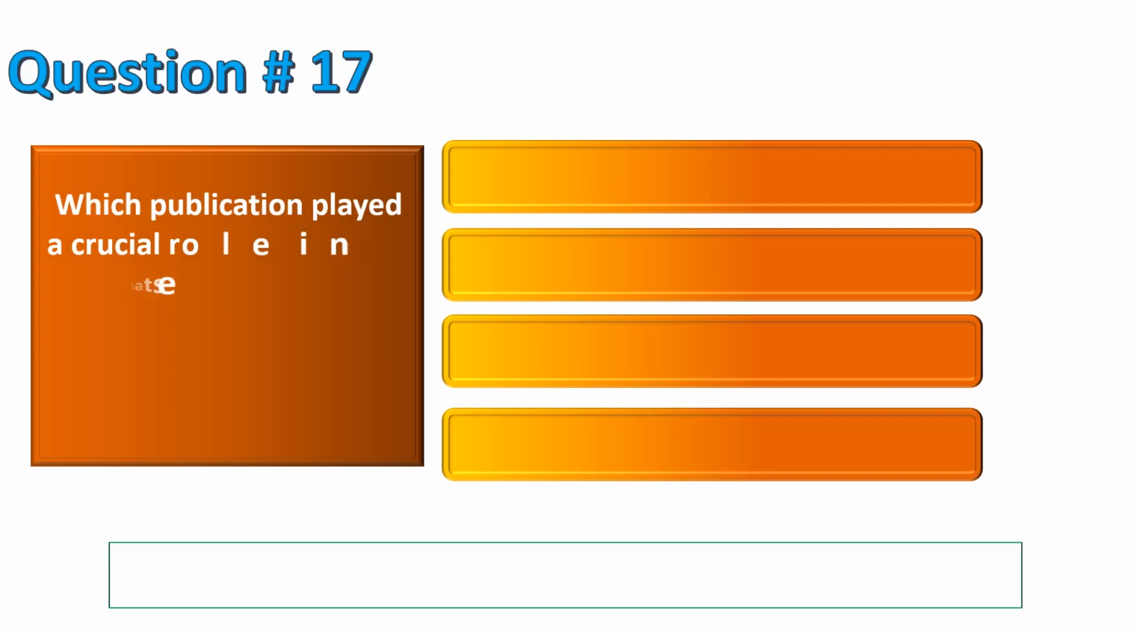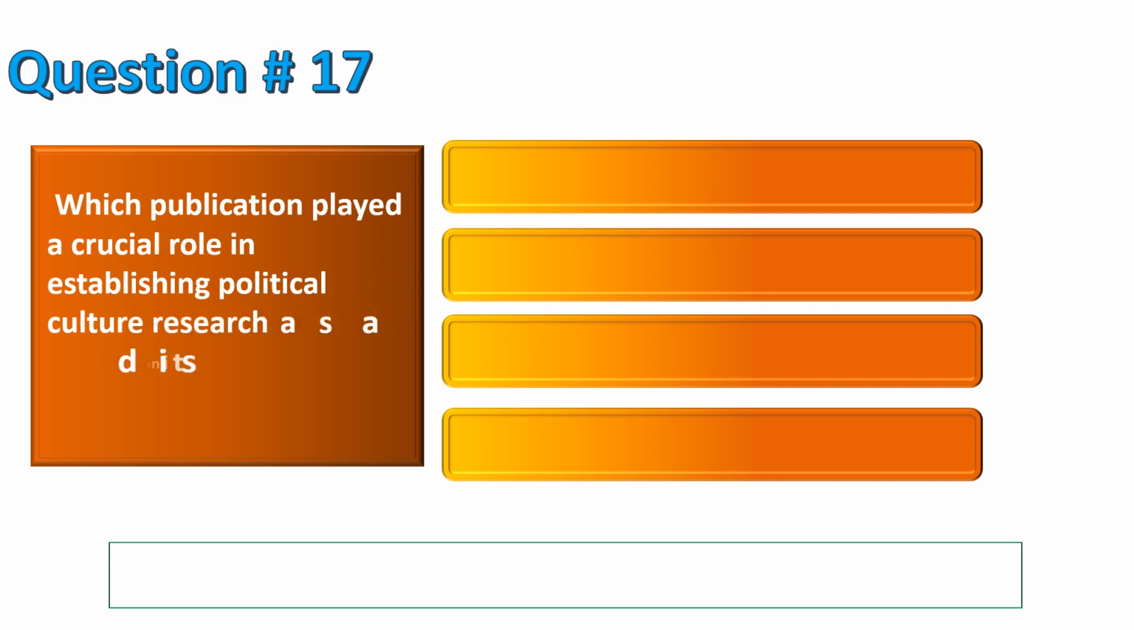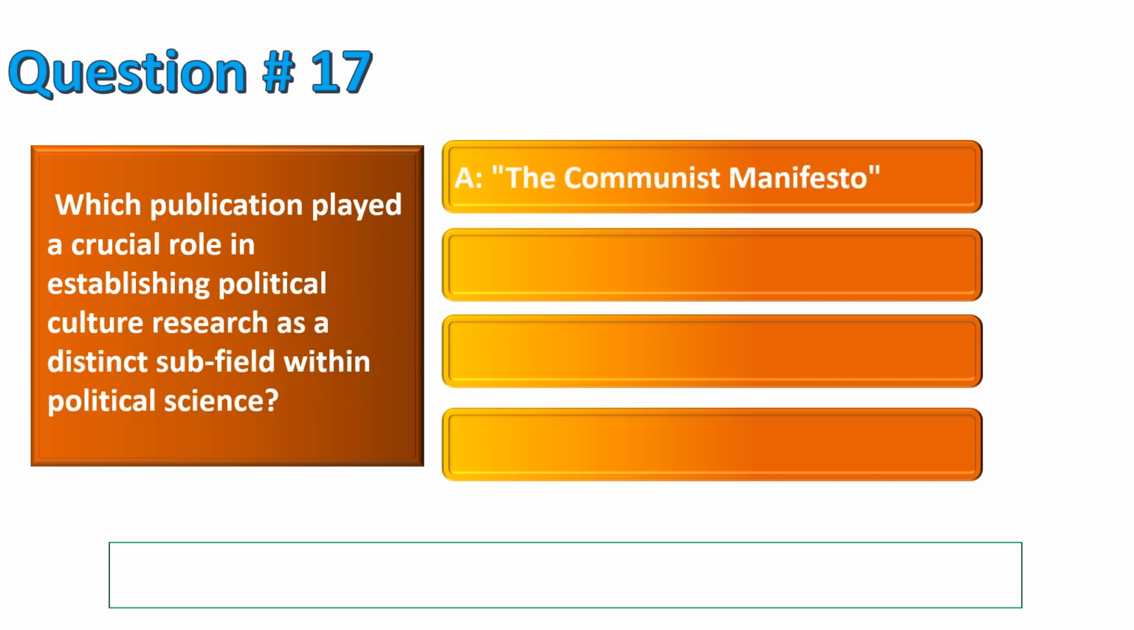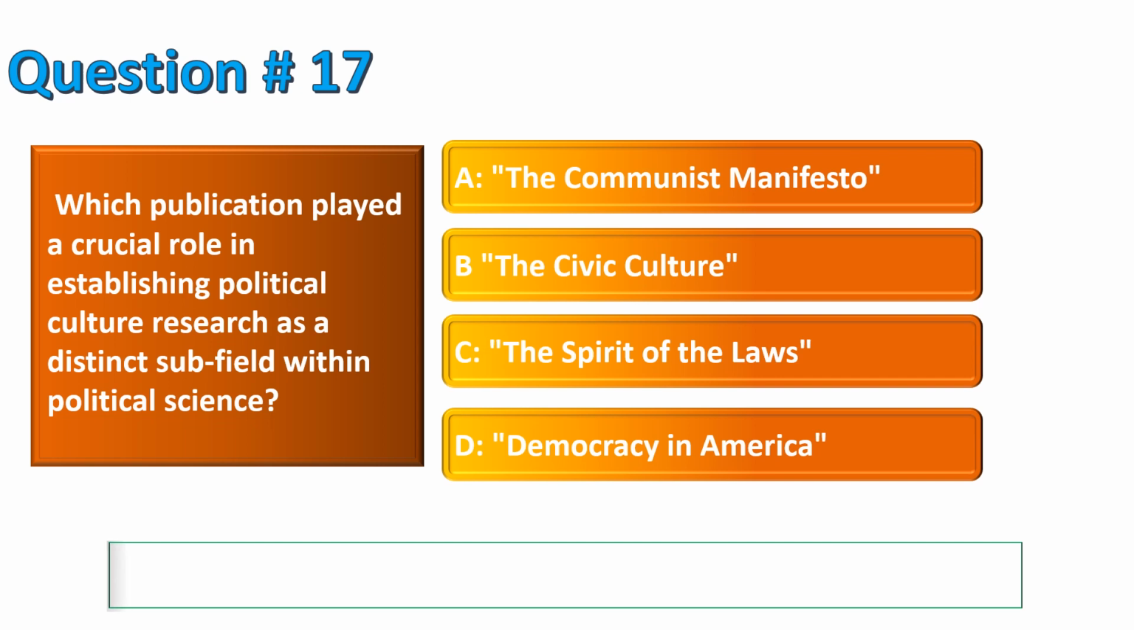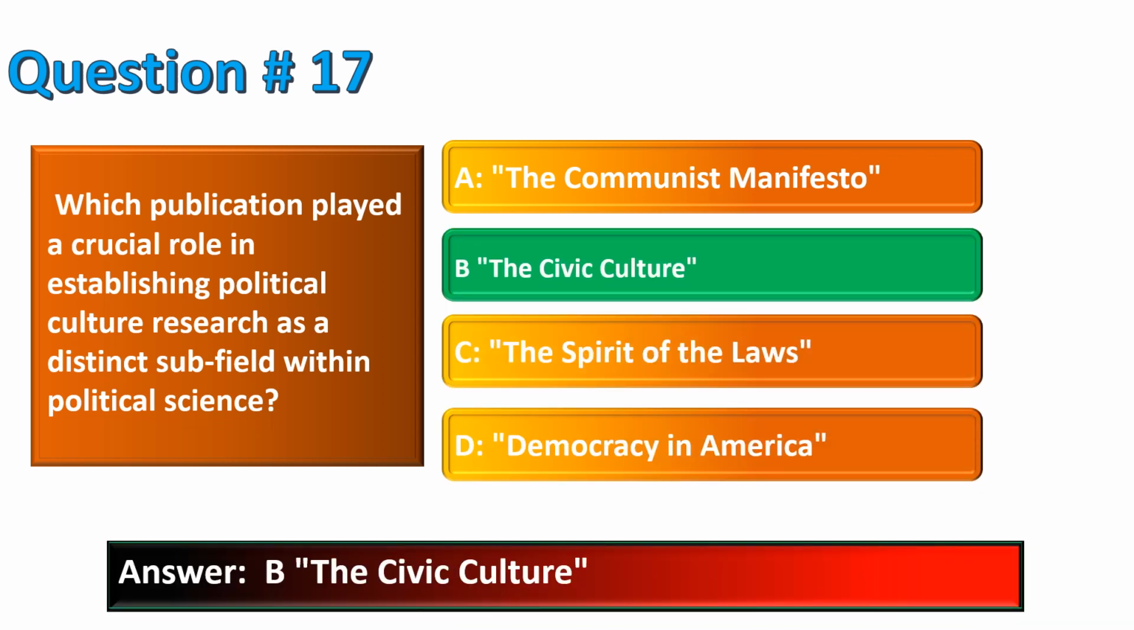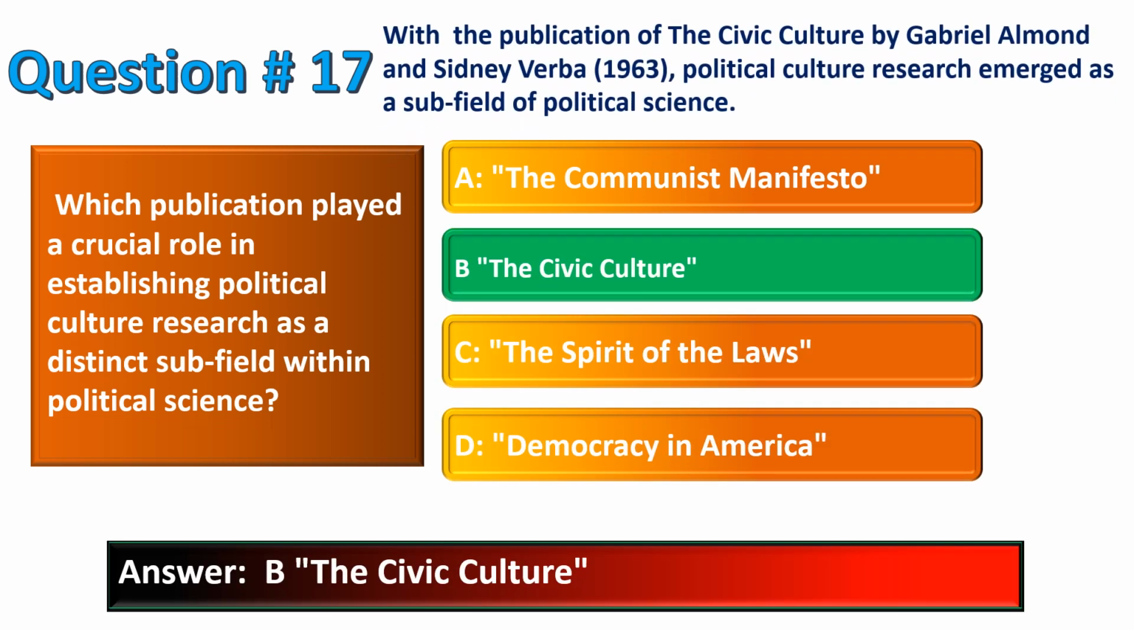Which publication played a crucial role in establishing political culture research as a distinct subfield within political science? The correct option is option B, The Civic Culture. With the publication of The Civic Culture by Gabriel Almond and Sidney Verba, published in 1963, political culture research emerged as a subfield of political science.